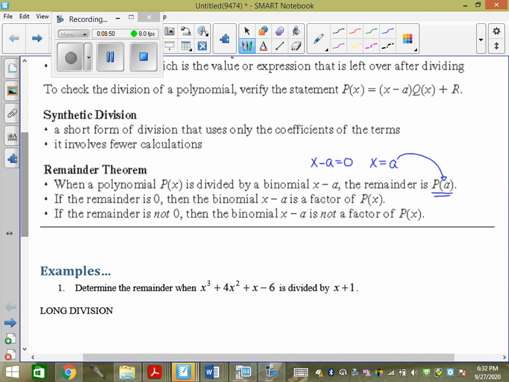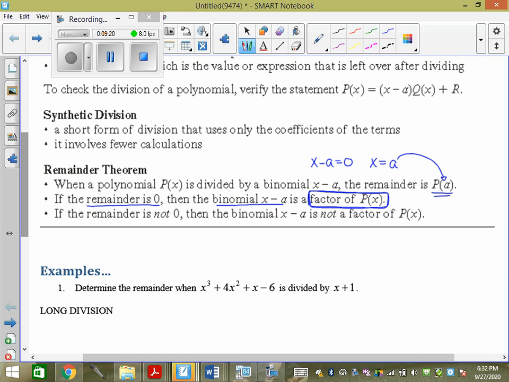Okay, which we'll go over in a second. If the remainder is 0, so if when I plug in that value using the remainder theorem I get an answer of 0, which would be the remainder, then the binomial x minus a is a factor of p of x, so that's important. If the remainder is 0, then the binomial x minus a is a factor of p of x.